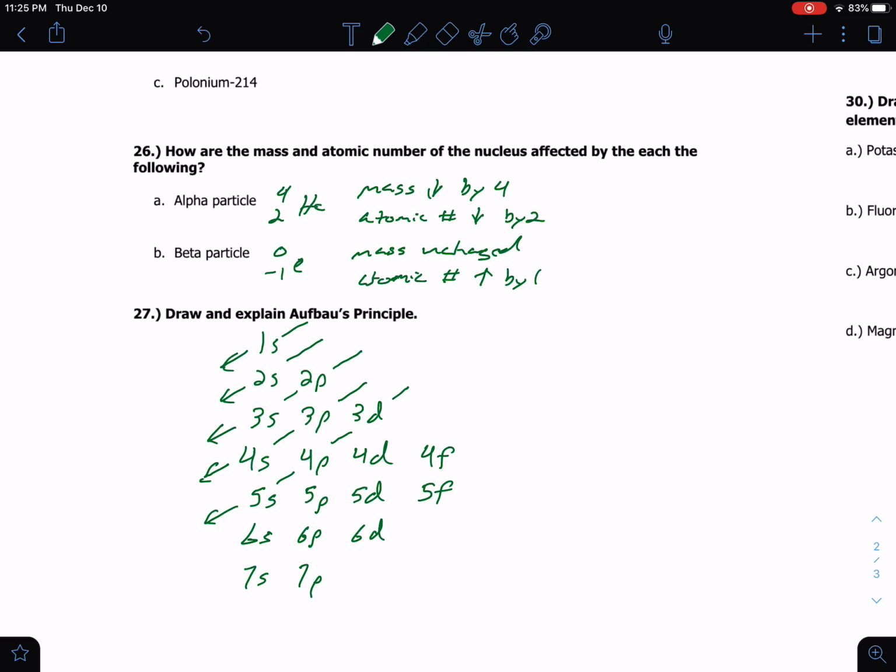That means you have to fill in the lowest energy level first before you move on. So you would have to fill in 2p before you move on to 3s. You would fill in 3p before you move on to 4s. So you have to fill in the lowest energy level first before you move on. Our key has a little bit more in depth on there if you need more explanation.